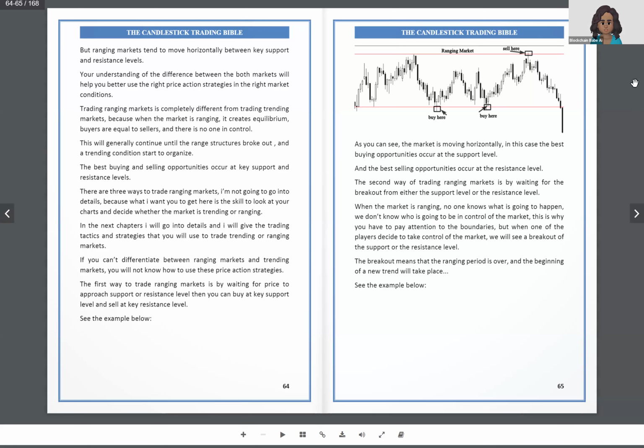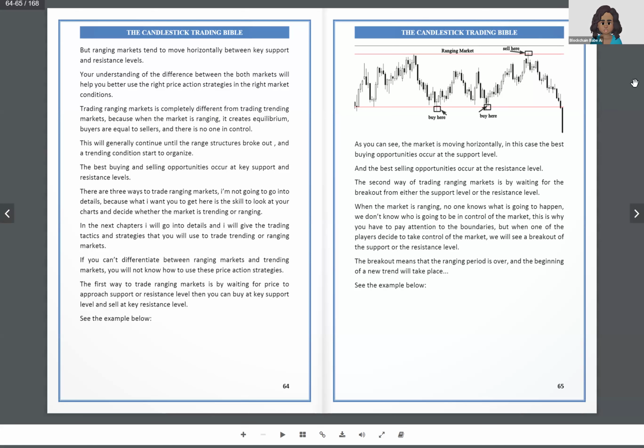I'm not going to go into details because what I want you to get here is the skill to look at your charts and decide whether the market is trending or ranging. In the next chapters, I will go into details and give the trading tactics and strategies that you will use to trade trending or ranging markets. If you can't differentiate between ranging markets and trending markets, you will not know how to use these price action strategies. The first way to trade ranging markets is by waiting for price to approach support or resistance.